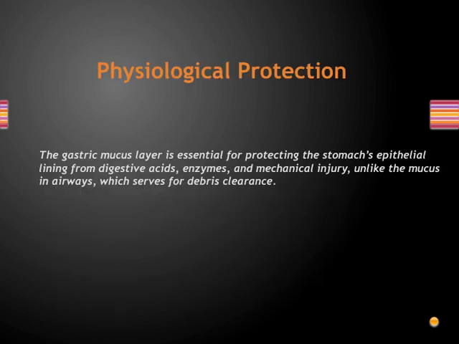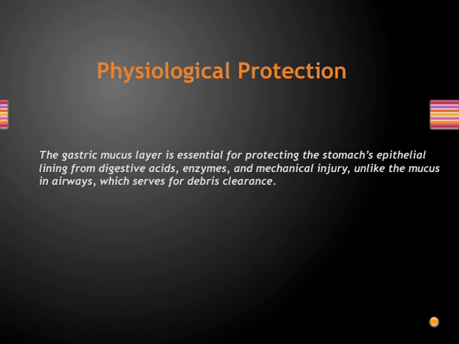The gastric mucus layer plays a crucial role in protecting the stomach's epithelial lining from several potential threats. Unlike the mucus in our airways, which primarily helps clear debris and foreign particles, the mucus in the stomach has a more defensive function. It acts as a vital barrier against digestive acids and enzymes that are necessary for breaking down food, but can also be harmful to the stomach tissue itself.